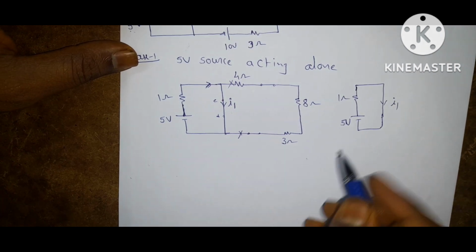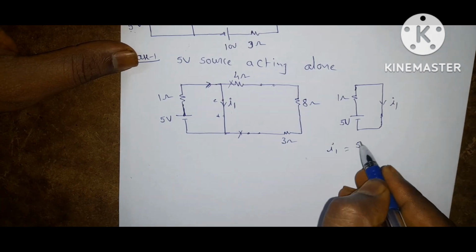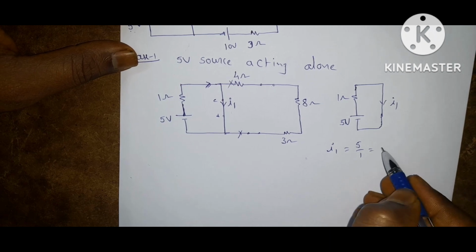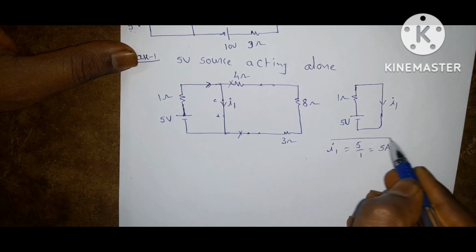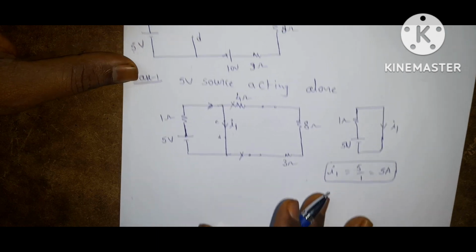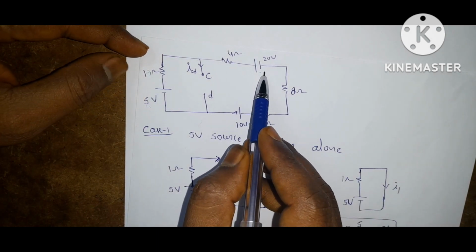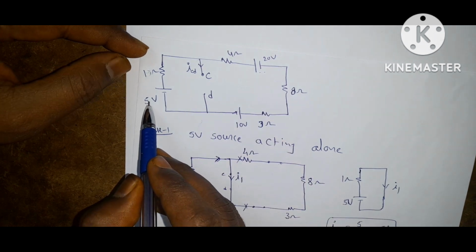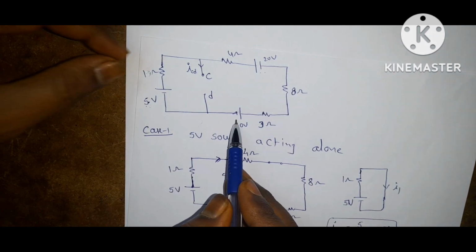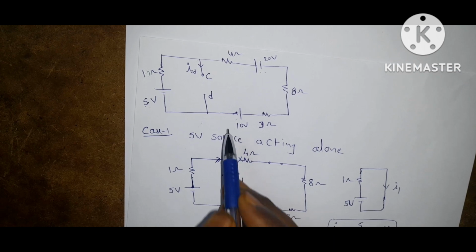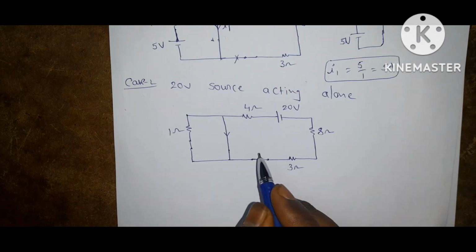Now by Ohm's law, what is I1? I1 is equal to 5 by 1 is equal to 5 amps. Next one, case 2. If 20 volt source acting alone, 5 volt source is replaced with short circuit and 10 volt source is replaced with short circuit. Then circuit becomes like this.